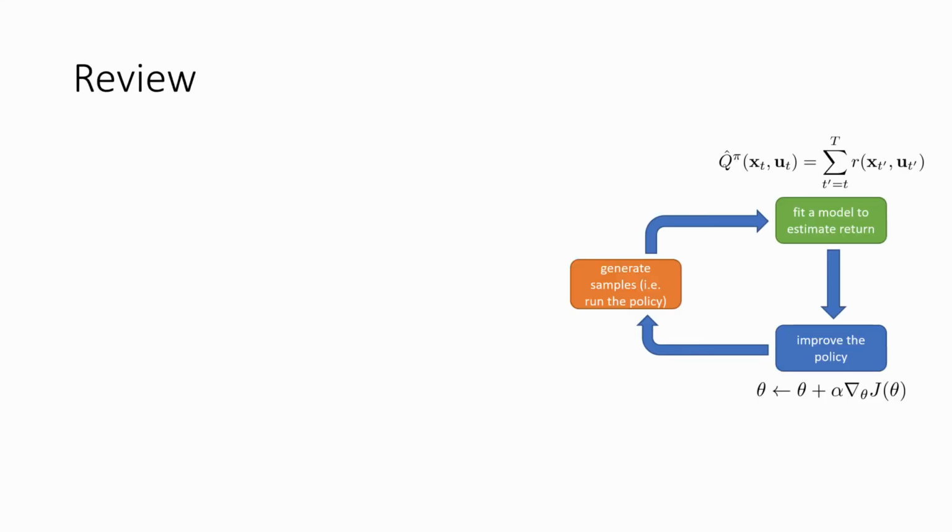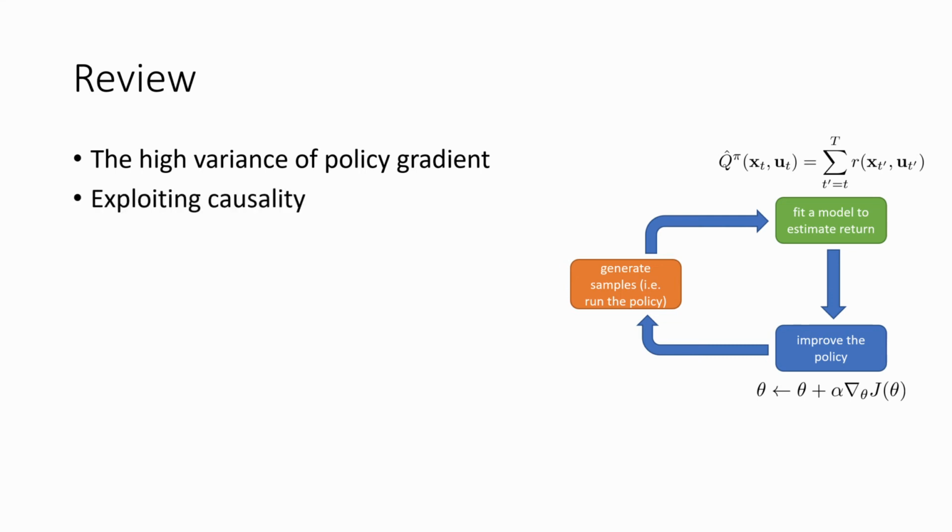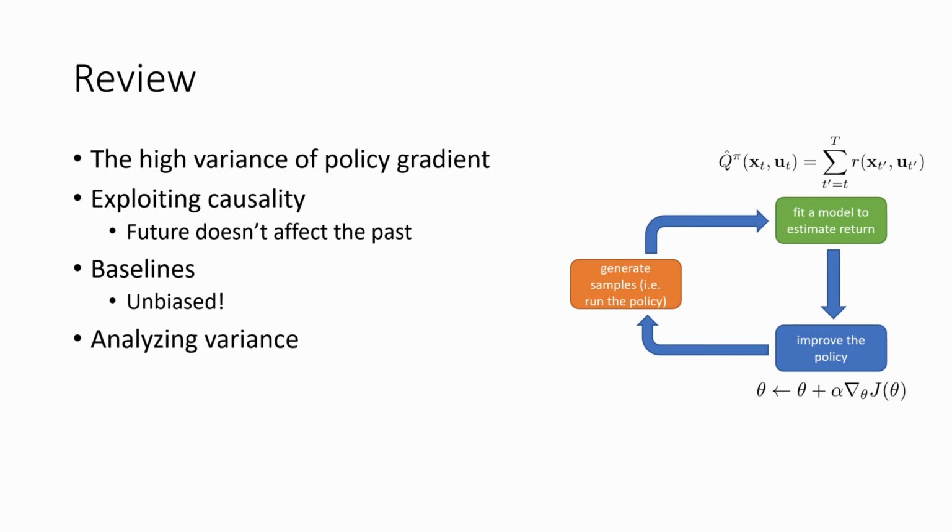Okay, so let's briefly recap. We talked about how the policy gradient has high variance. We talked about how we can reduce its variance at essentially no cost by just not adding the stuff from the past to the sum. And we talked about baselines, which keep the policy gradient unbiased and reduce variance. And we talked about how we can analyze the variance of policy gradient and use it to derive optimal baselines.